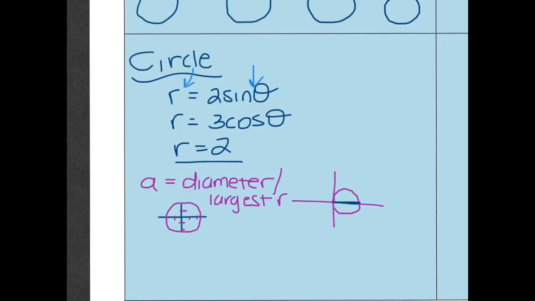Yep. So if it has sine and cosine, it can't be in the center? Correct. It would move off of center. Okay. Questions on circles?